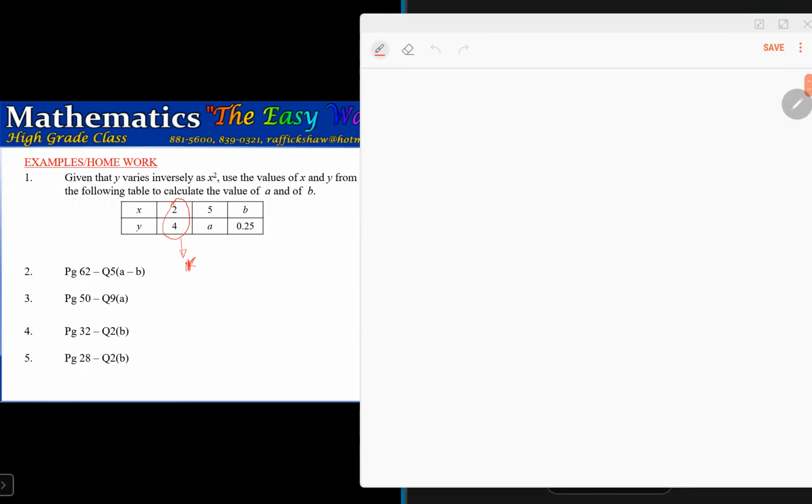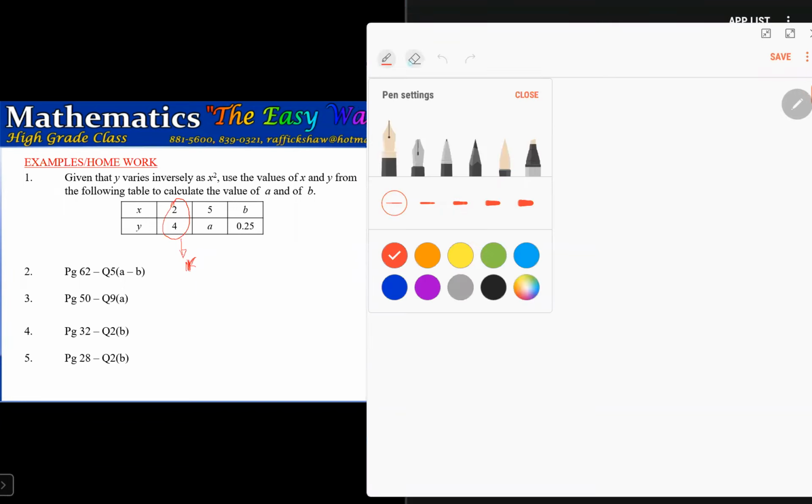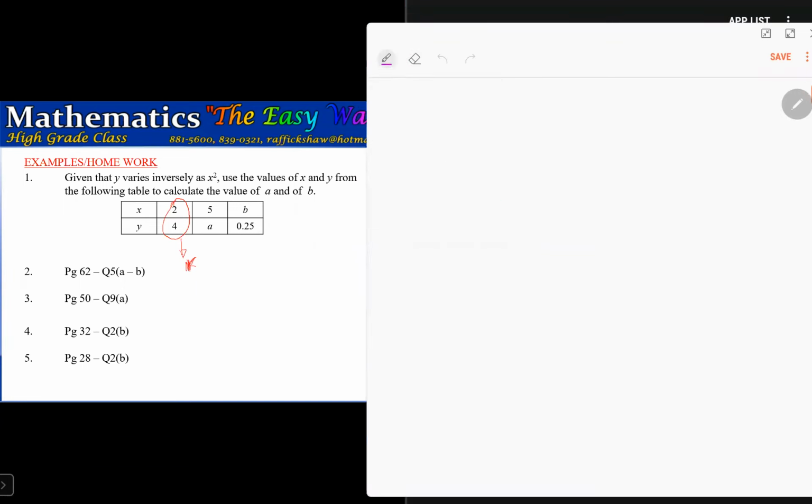All right, let's look at the solution over here now. Y varies inversely as x squared. What that means is that y is equal to a constant over x squared, because it said inversely, and y and x squared are the two variables. So because it's inverse, y equals k divided by x squared. It is convenient to just multiply the x squared up here, so k equals x squared times y.